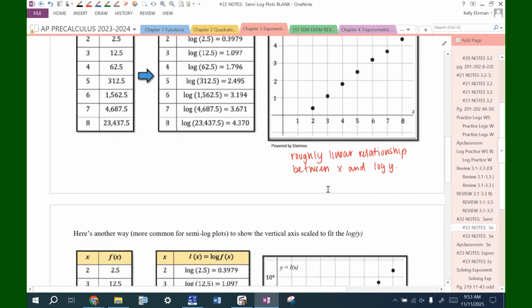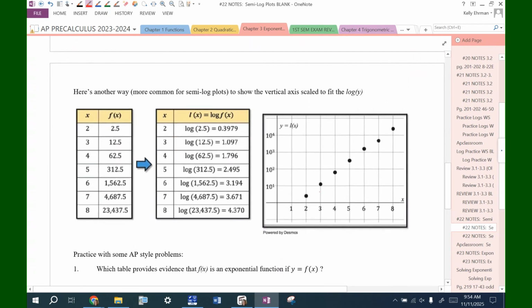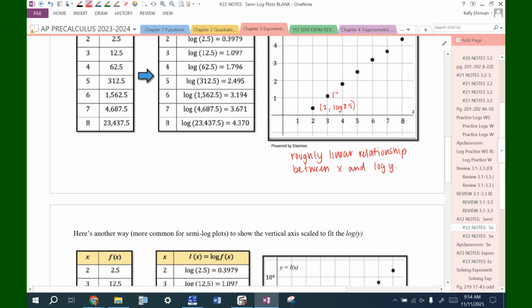If I go back to this graph, this point here represented 2 and then the log of 2.5. And on this graph, we're back to this representing the point 2 and 2.5. Because see where this point falls? It falls between 0 and 10. And like this point right here, it's just above 10 because it represents the point 3, 12.5. Whereas this one represented 3 and the log of 12.5, which was just a little bit over 1.